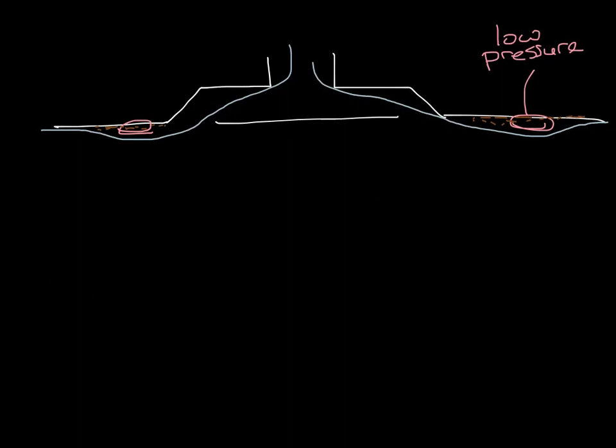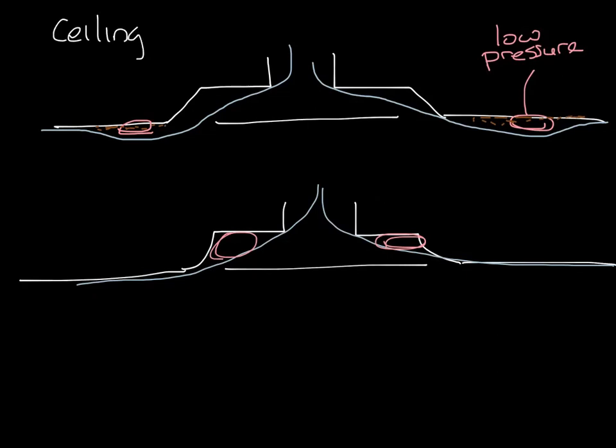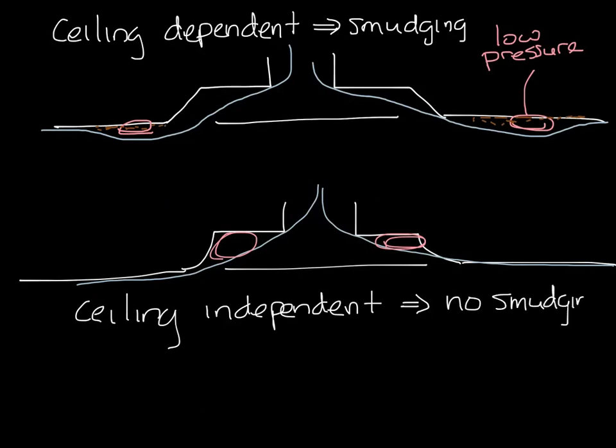Now let's look at a ceiling independent diffuser. In the ceiling independent diffuser, the low pressure zone is created inside the back pan of the diffuser, so the airflow washes across the ceiling completely, and you're less likely to see smudging. So let's label these. The top is ceiling dependent, and you're often going to get smudging right at the edge of the diffuser on the ceiling. And a ceiling independent diffuser has little to no smudging because the low pressure zone is inside the diffuser. So it is not getting room air and room dirt up in there.